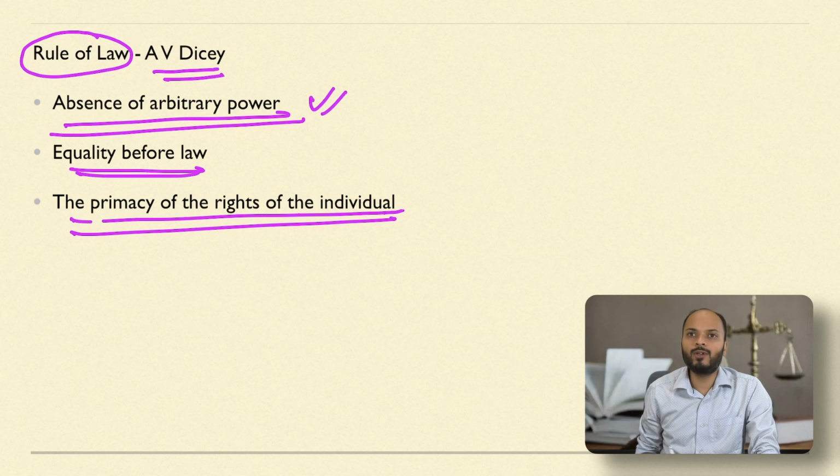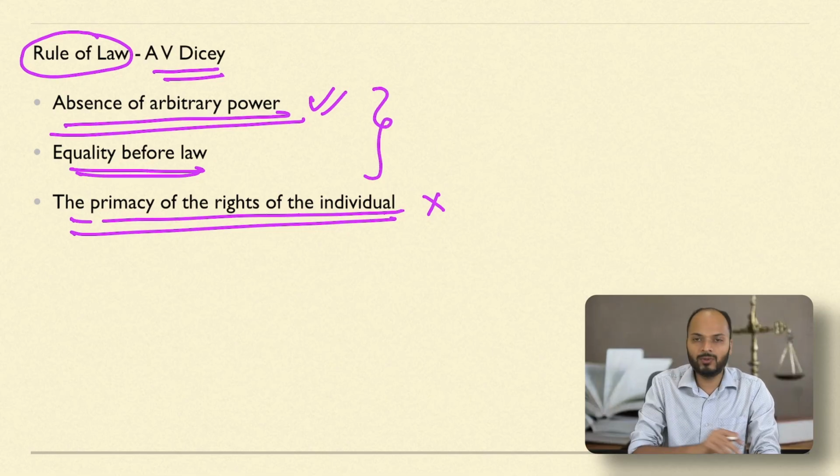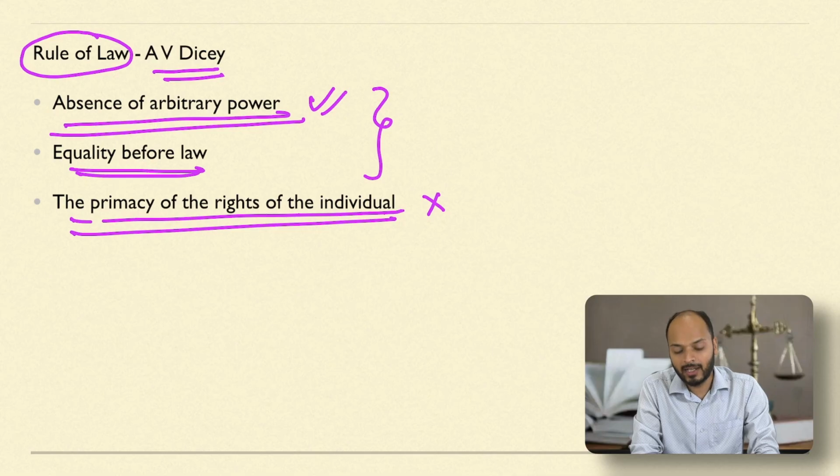This aspect of rule of law is not implemented in India. In India, the rights are given to individuals by the constitution and not vice versa. So the other two aspects of rule of law are implemented in India as well: absence of arbitrary power, and second, equality before law.